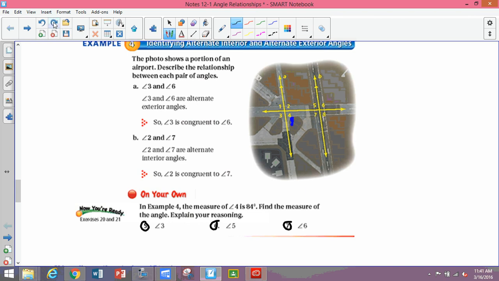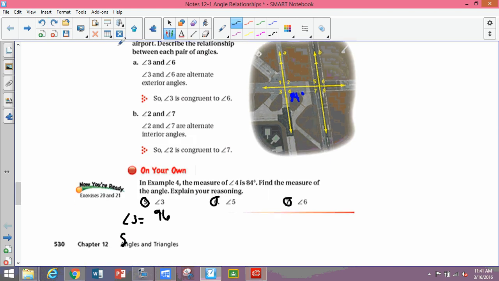Okay. It tells you that angle 4 is 84 degrees. If angle 4 is 84 degrees, then angle 3 is going to be 96 degrees. The reason that angle 4 and 3 are related is because angle 3 is supplementary to angle 4. So they're supplementary angles, so we know that it's 96 degrees, okay? Now, angle 5. We want to know what angle 5 is. Angle 5 is 84 degrees.